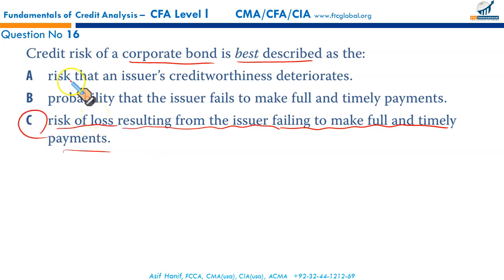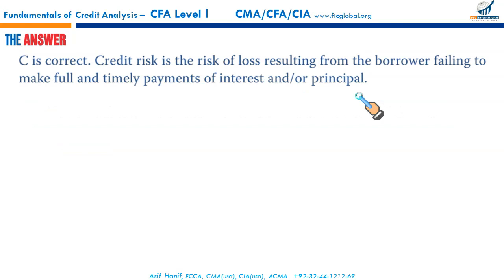Why not A? Risk that an issuer's creditworthiness deteriorates. This is the credit downgrade. Probability that issuer fails to make full and timely payment. It is default probability. So we know for sure now it's C.